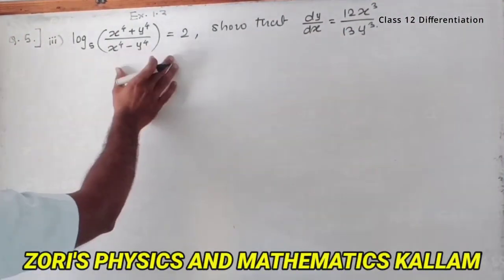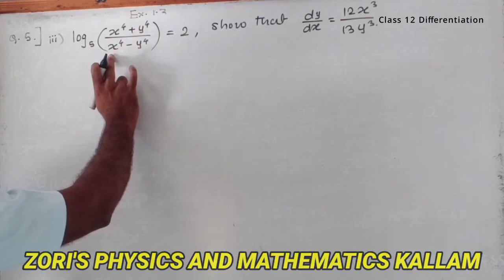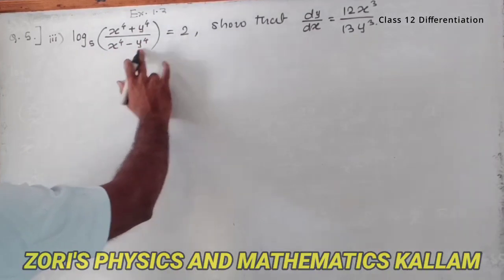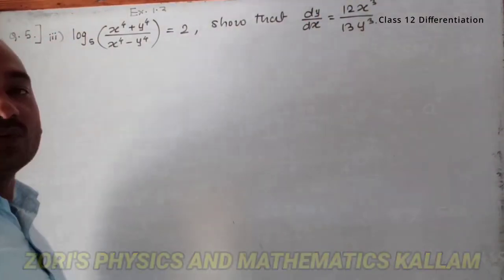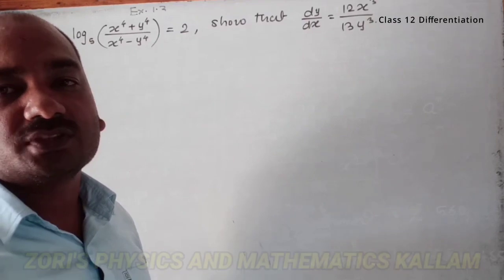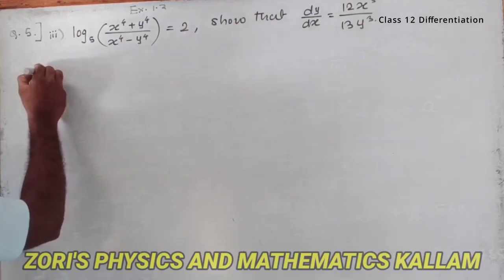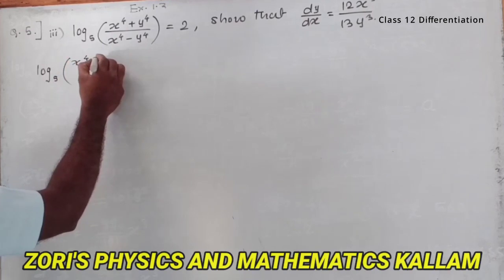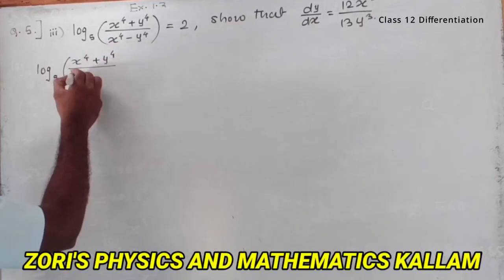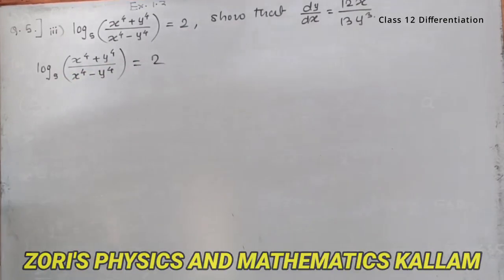So same thing we have to do. Let's move on to question number 3. Same pattern we have been given. Log base 5 of (x to the power 4 plus y to the power 4) divided by (x to the power 4 minus y to the power 4) is equal to 2. Then we have to show that dy upon dx is equal to 12x cube upon 13y cube. So same pattern is given here. So very first we write this equation below here, that is log base 5 of (x to the power 4 plus y to the power 4) divided by (x to the power 4 minus y to the power 4), and that is equal to 2.